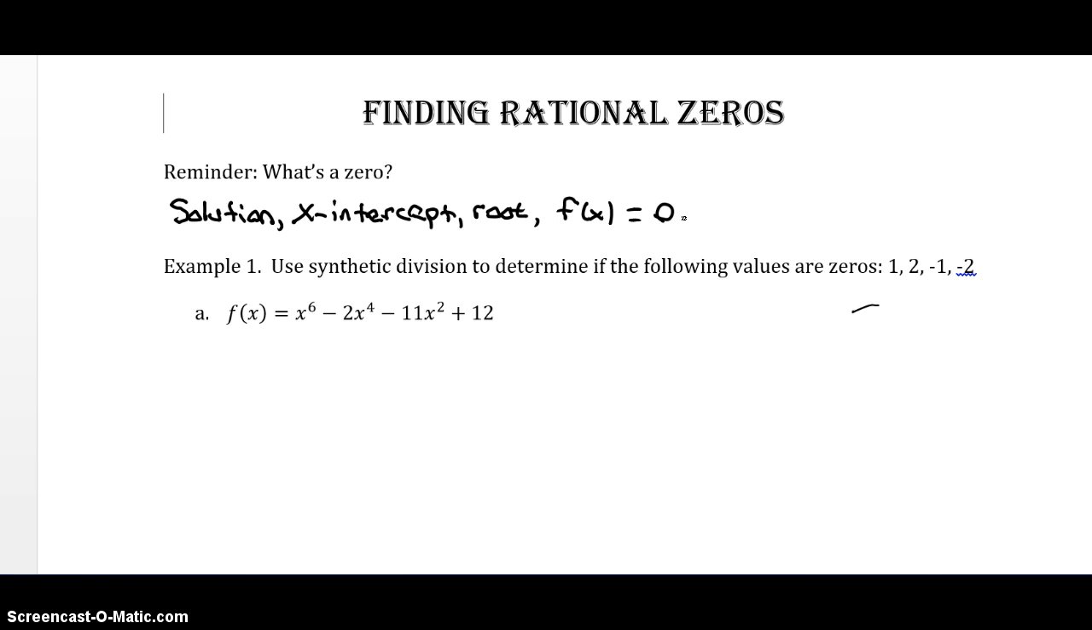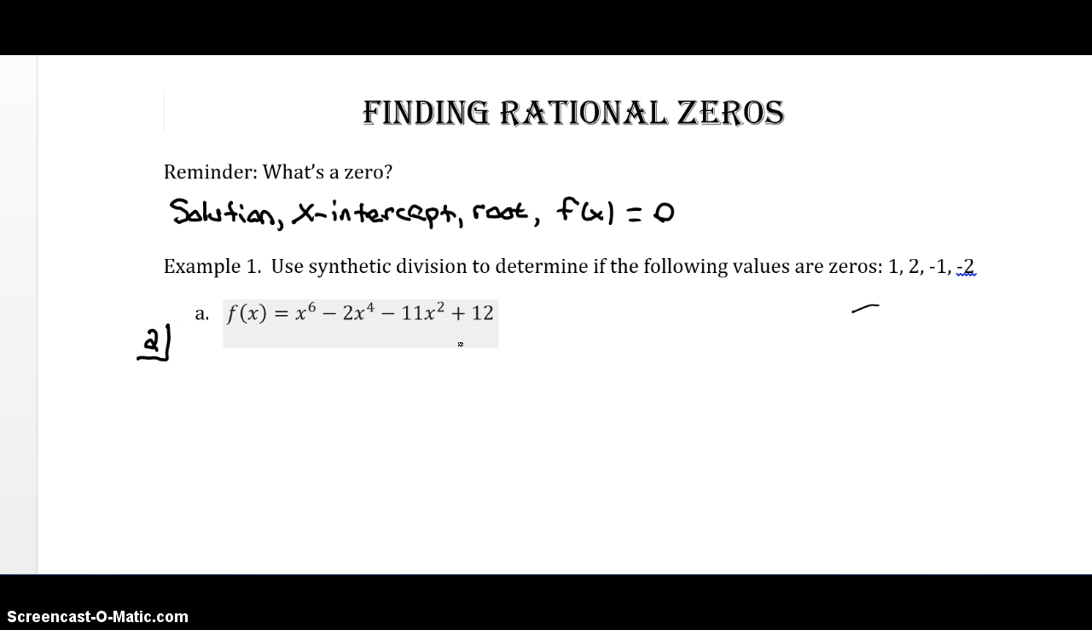1, 2, -1, and -2. I'm just going to choose one of these, and I'm just going to choose this 2 right here. Let's try it. So if 2 is the solution I'm trying to check, I'm going to put it in this little corner. So your solution goes in this little corner. And then I put the coefficients.